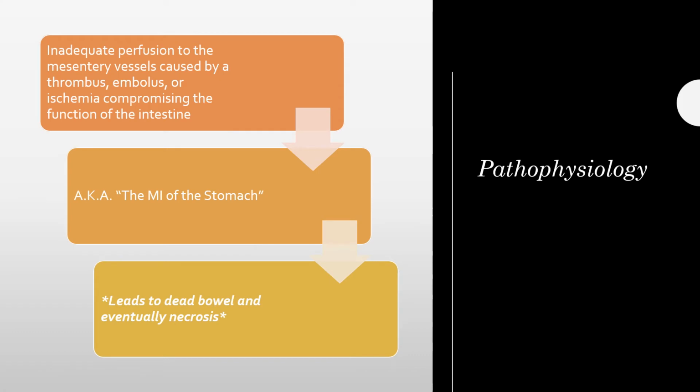Mesenteric ischemia is inadequate perfusion to the mesenteric vessels caused by a thrombus, embolus, or ischemia, compromising the function of the intestines. It's also known as the MI of the stomach. Eventually it will lead to dead bowel and necrosis.